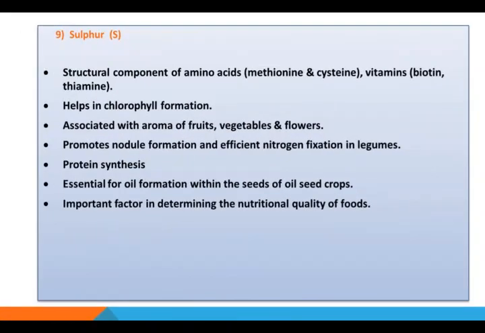Sulfur. Sulfur is a structural component of amino acids and proteins. It helps in chlorophyll formation. It's also associated with aroma of fruits, vegetables, and flowers. It promotes nodule formation and efficient nitrogen fixation in legumes. It's also important as far as protein synthesis is concerned. It is essential for oil formation within the seeds of oilseed crops and is an important factor in determining the nutritional quality of foods.